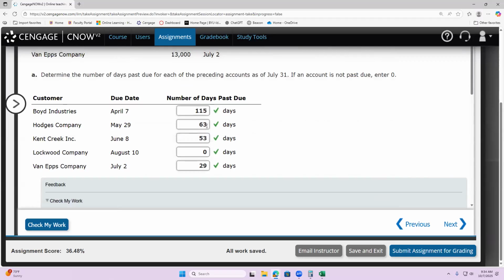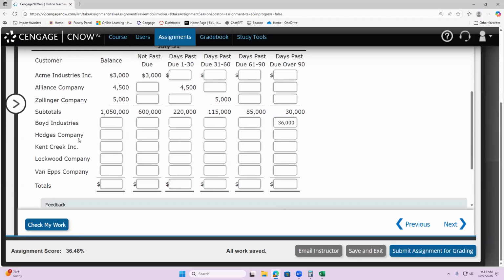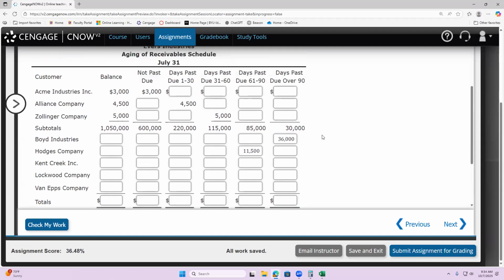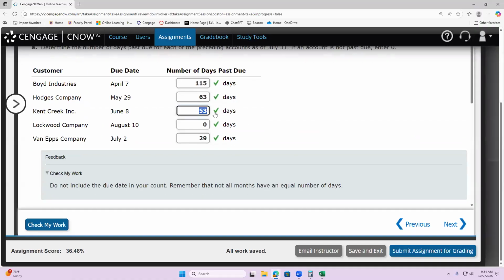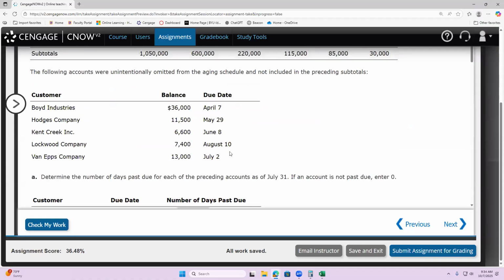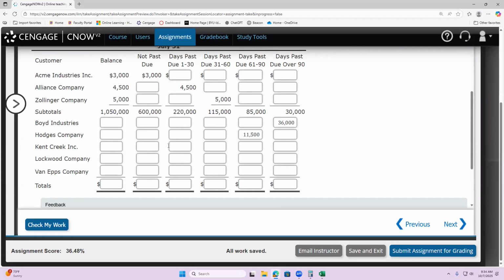Hodges, 63 days past due, and they owed 11,500. So I'll go Hodges, 61 to 90. And then again, I already forgot how much they owe me. Yeah, it was 11.5. Kent Creek is 53 days past due, and they owe 6,600. So I'll go Kent Creek. Put them over here in the 31 to 60. And now I have to remember, what was it, 6,600?